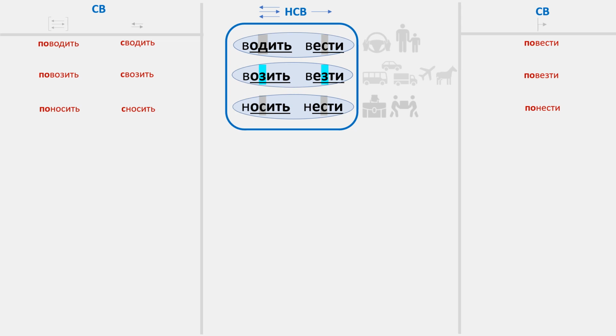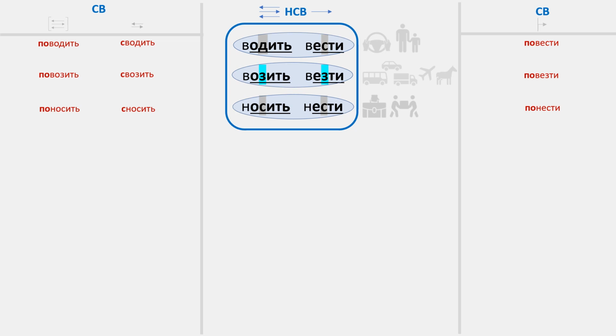Вести, повести. Нести, понести. The first two verbs sound similar here, but once you conjugate them, it is easy to hear the difference. So, prefix po in unidirectional verbs just shows the beginning of movement in progress.